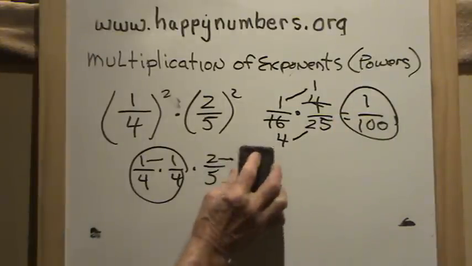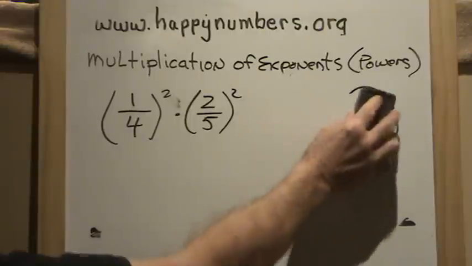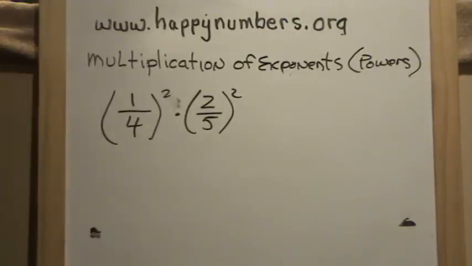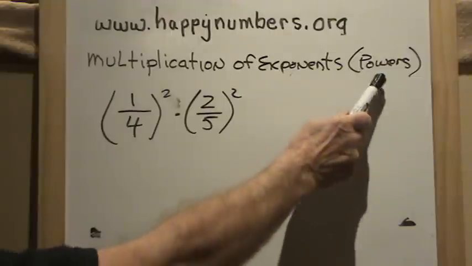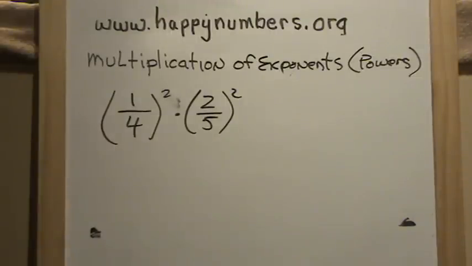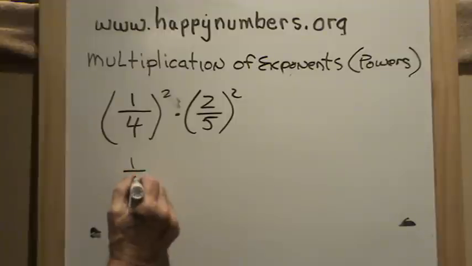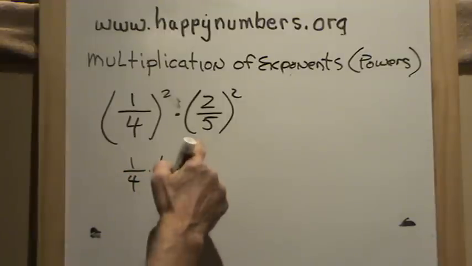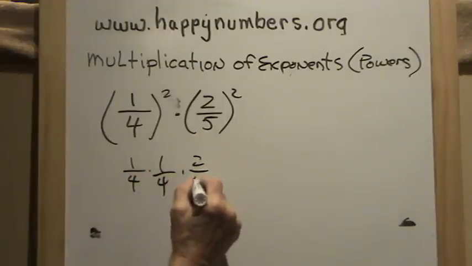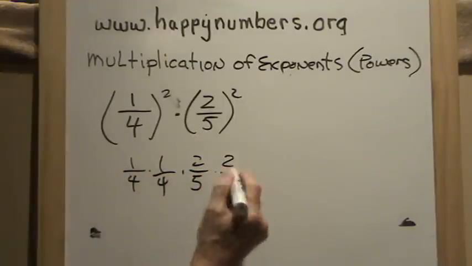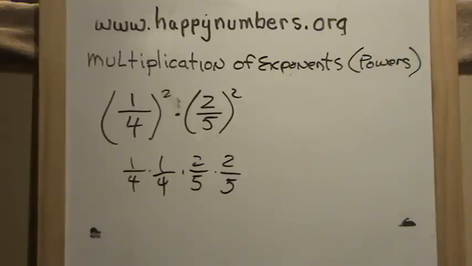So then in multiplying expressions with exponents or expressions with powers or roots, we expand the expression. This is 1/4 squared, so it's 1/4 times 1/4. This is 2/5 times 2/5. And then we just carry out the multiplication.